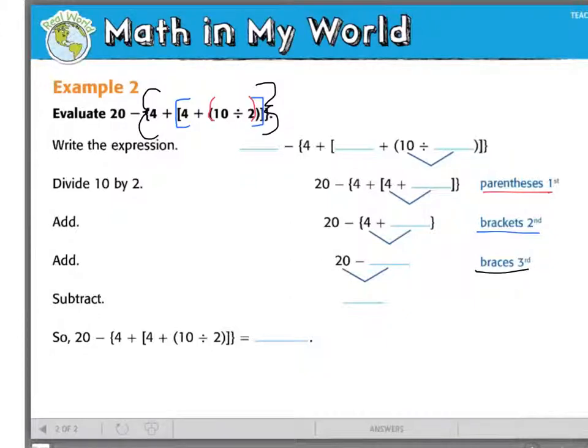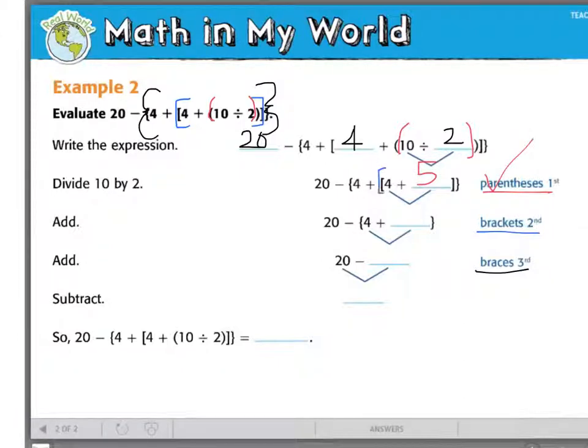So let's get solving. I'm going to rewrite my expression. I'm looking for 20 minus 4 plus the sum of 4 and 10 divided by 2. My first, most innermost grouping symbol is my parentheses, so I must solve 10 divided by 2. 10 divided by 2 is 5, and I have finished my parentheses.